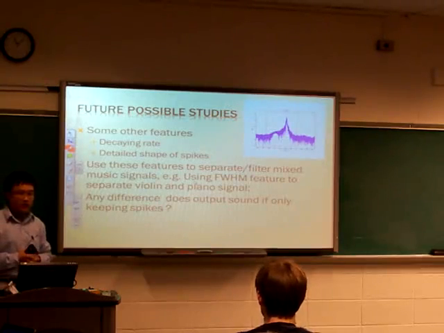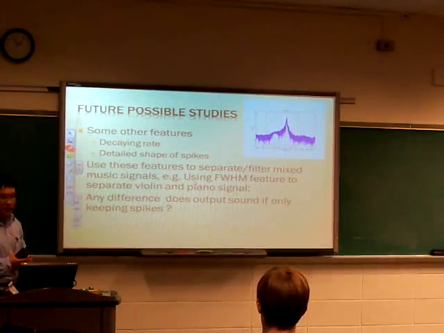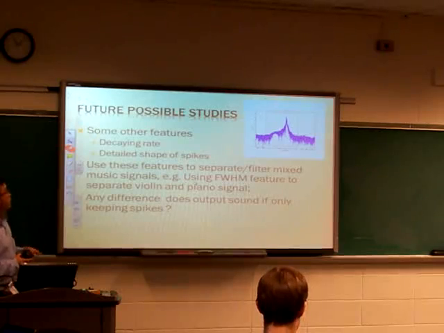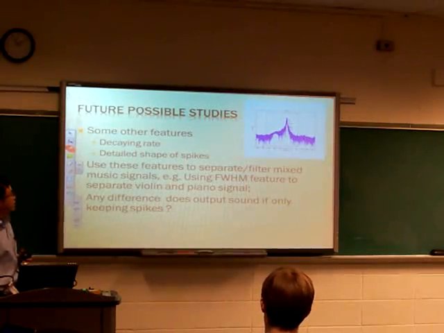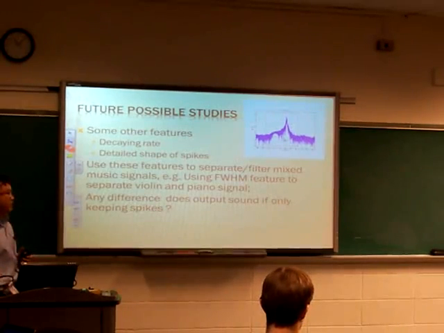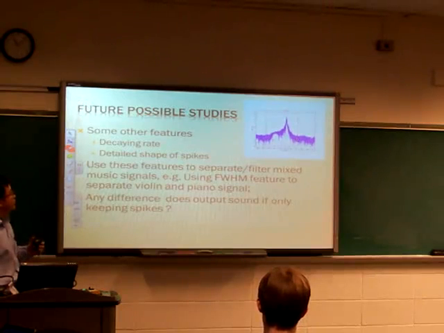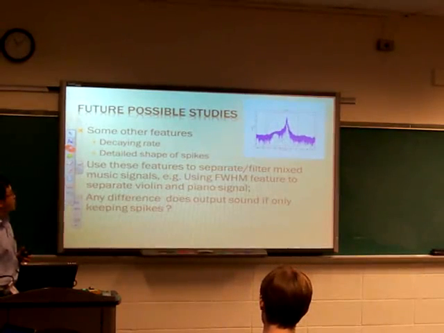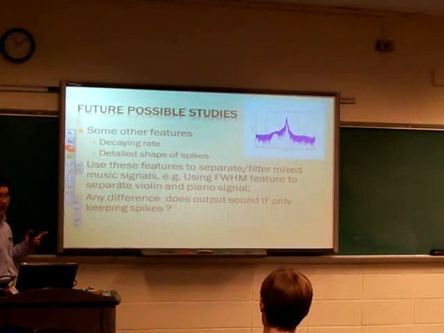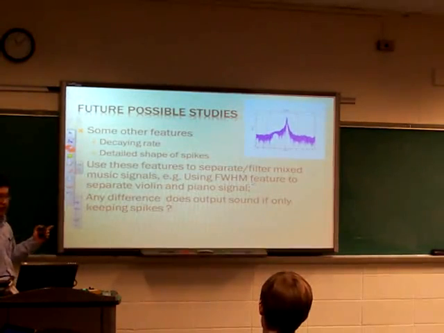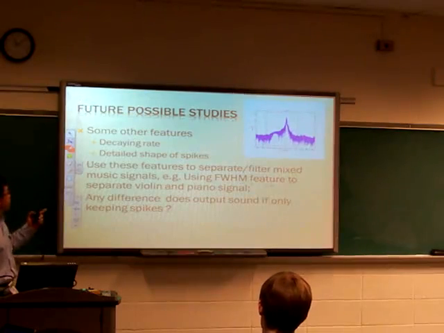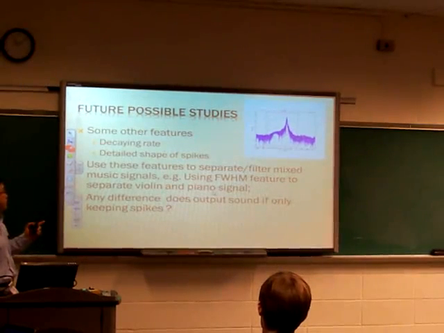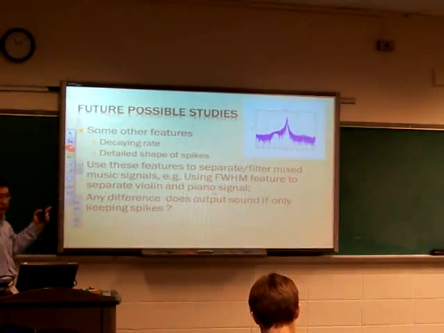And here are some possible future studies. One is the decaying rate of the spike. The shape of the spikes looks very different as well. Like the flute has a certain shape for every spike, but the other instruments don't. And this is the one I mentioned earlier: we can use the width feature and the frequency position feature to differentiate the violin and the piano signal, because they have a very big difference in width but the same location.